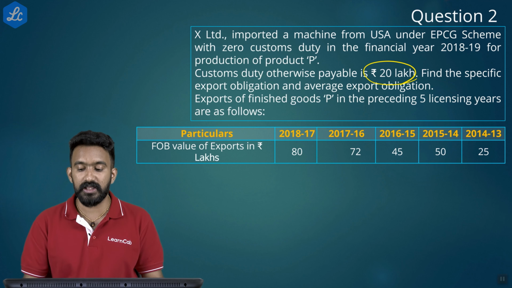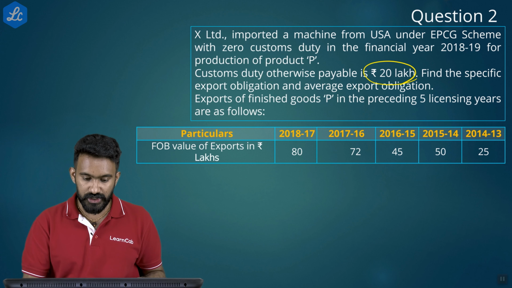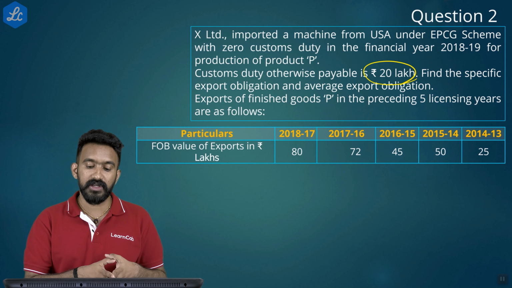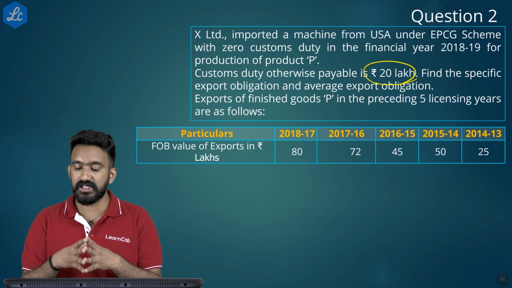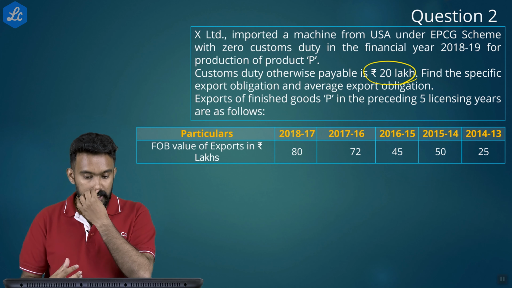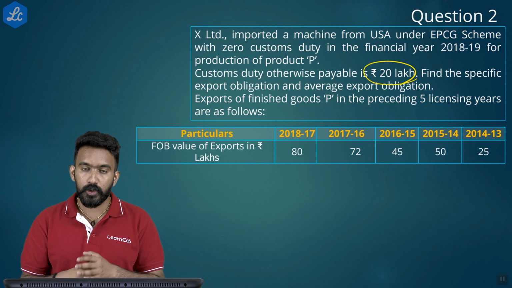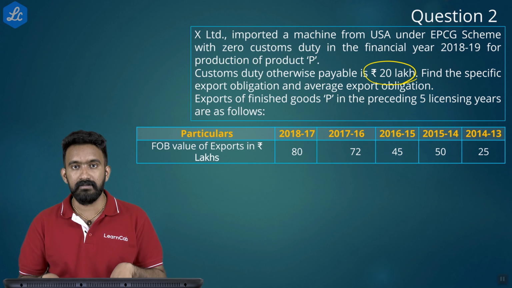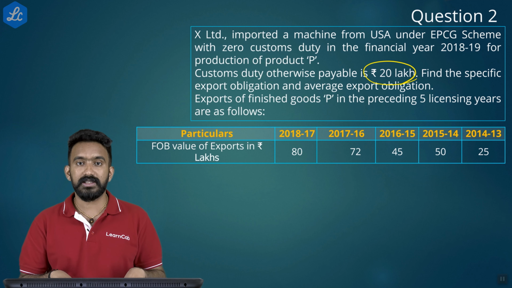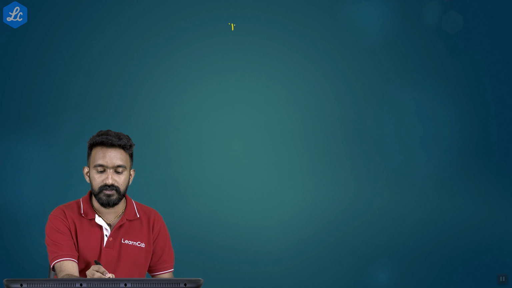Export of finished goods P in the preceding 5 licensing years are as follows. So they have given, see, they are importing some machine for production of P, and in the last 5 years the production of P has got so much export turnover, which has been given as 80, 72, 45, 50 and 25. So when I'm importing capital goods to produce P, the question is this: how much export obligation will I have to meet so that I can import it without paying any duty? So they said there are two export obligations that are available. One is a specific export obligation.